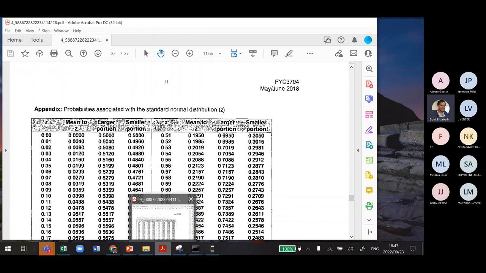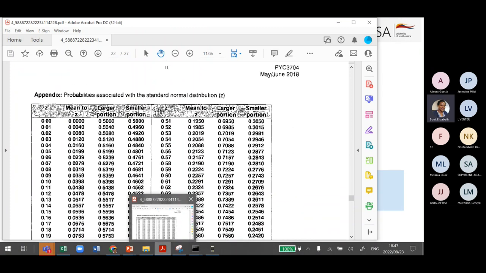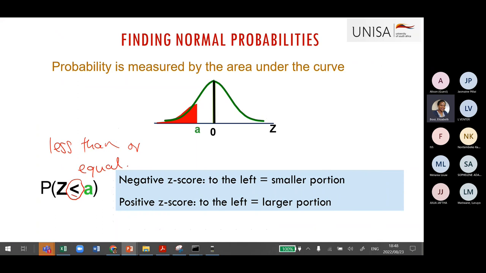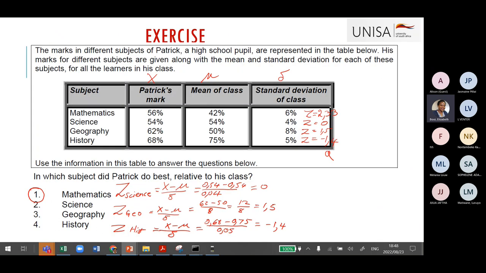This is your past exam paper, 2018, May-June. There is a table called Appendix: Probabilities Associated with the Standard Normal Distribution. On this table, it has the Z score, which is your Z value. It has mean to Z, the larger portion and the smaller portion. The mean to Z, we're going to talk about later on. The larger portion is what I was referring to. So going back to the presentation, if the score is negative, we go to the smaller portion. So if we use history as an example, the probability of Patrick's score for history, we can go and find it where Z score is 1.40.